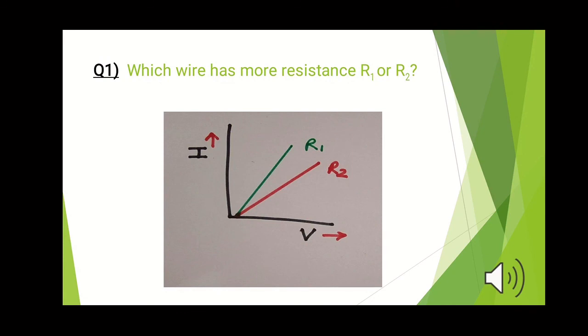Then again someone will ask which wire, R1 or R2, will show the series combination and the parallel combination. We know that when resistances are arranged in series combination, the equivalent resistance is more than each resistance. It means in this figure R2 will represent the series combination while R1 will represent the parallel combination.